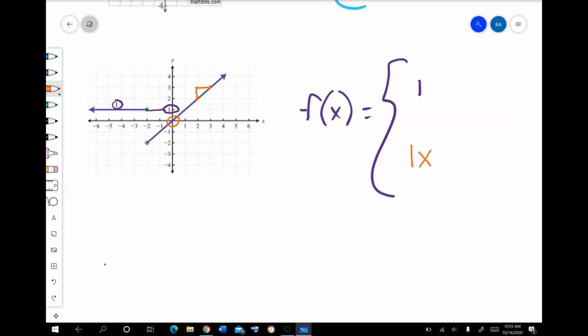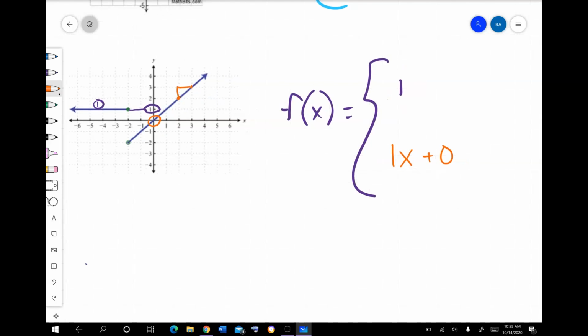It crosses at 0, so it's going to be plus 0, okay? Now we have to do our domain, okay? That's the new part, is the domain. So I'm going to erase this. So I'm going to highlight everything.